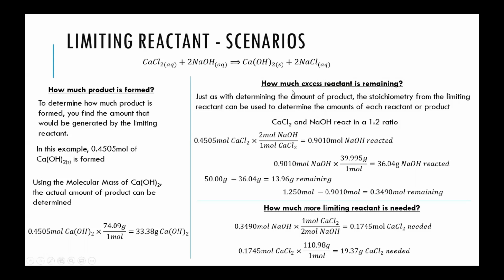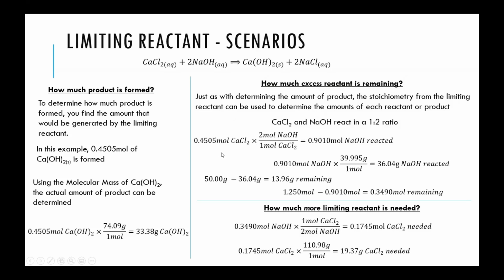The other thing you can do is find how much of that excess reactant is remaining. So again, this is all based on the limiting reactant. That's the starting point for these calculations. You have to determine what the limiting reactant is first. In this case, the limiting reactant was the calcium chloride, and there is 0.4505 moles of calcium chloride.